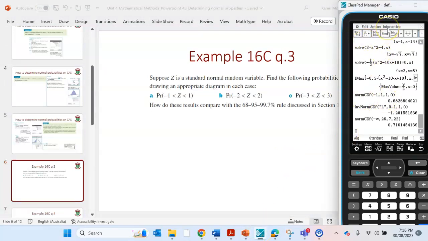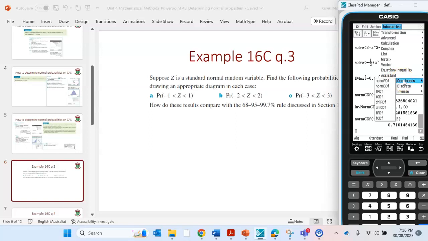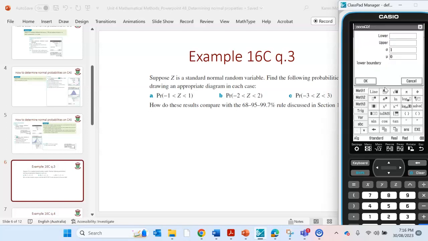So if we want the actual values on our calculator, and I've done them before, but I'll show you again where to go. So interactive, distribution, and continuous, because remember the normal distribution is a continuous function. All right, and we want normal CDF, because we're looking at a range of values.